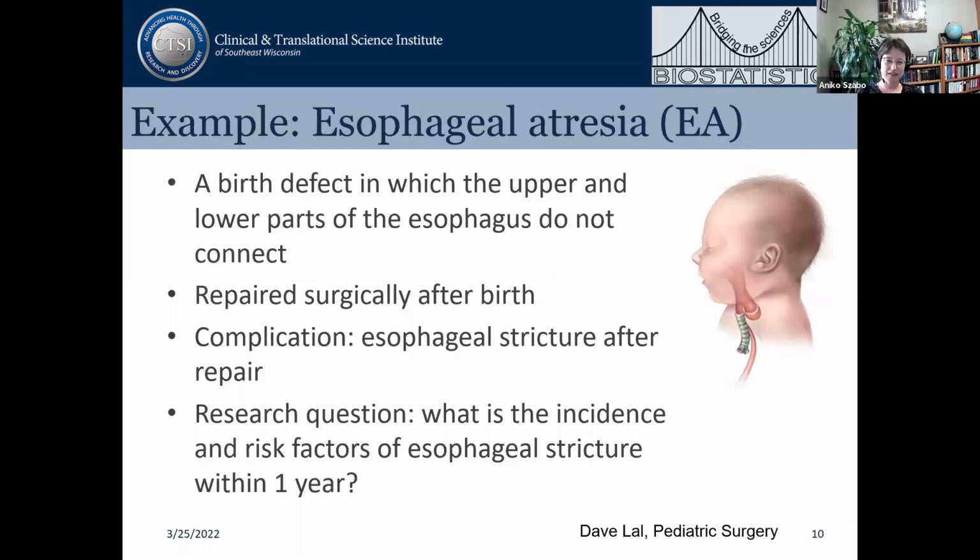So as an example, I want to start with a study I worked on with Dr. Dave Lal from pediatric surgery. He's studying esophageal atresia, and I hope I'm pronouncing it correctly. This is a birth defect in which the upper and the lower parts of the esophagus do not connect. On this picture, I hope you can see, it ends here and doesn't connect to go to the stomach.